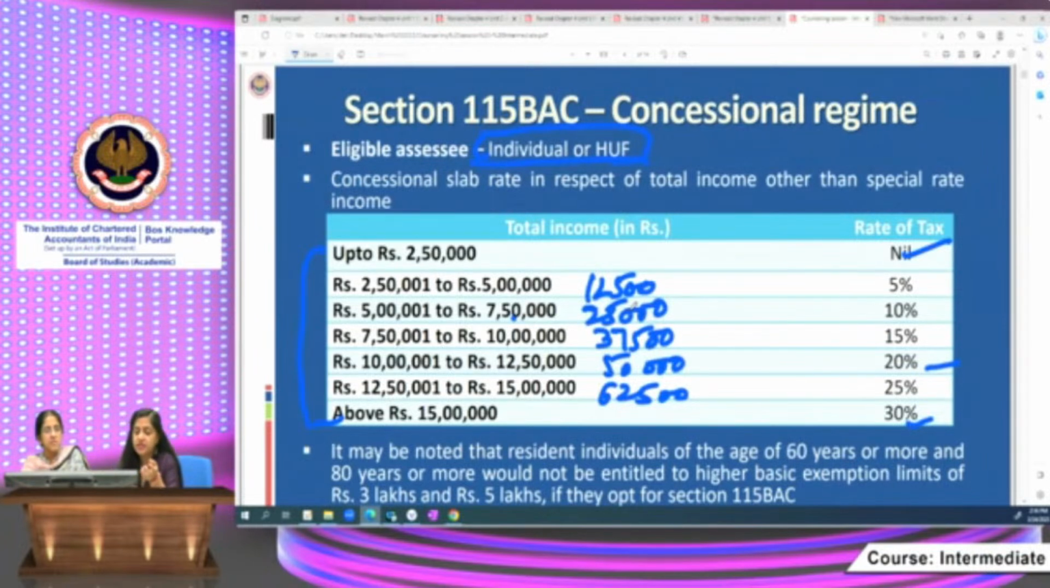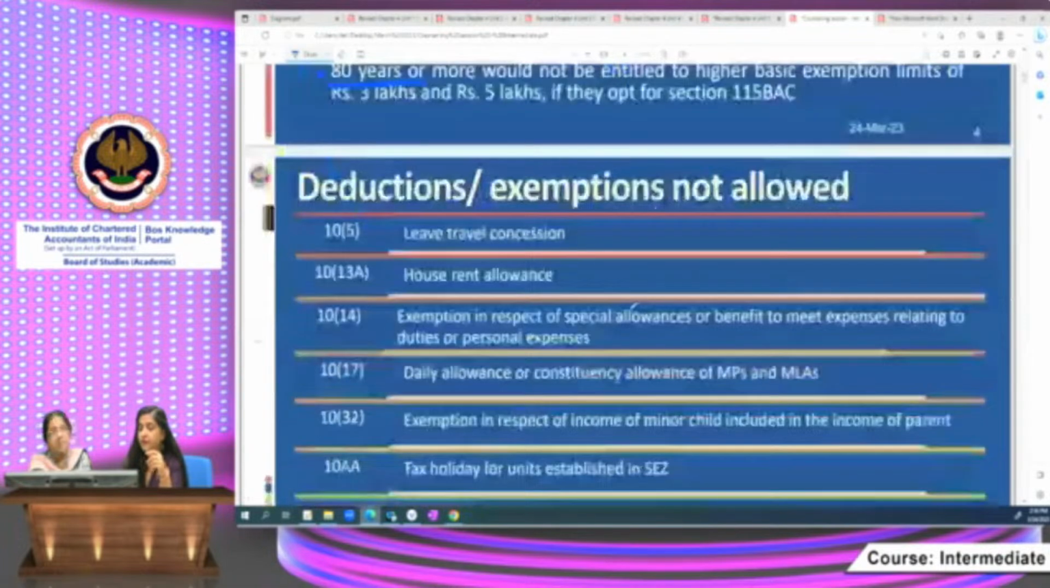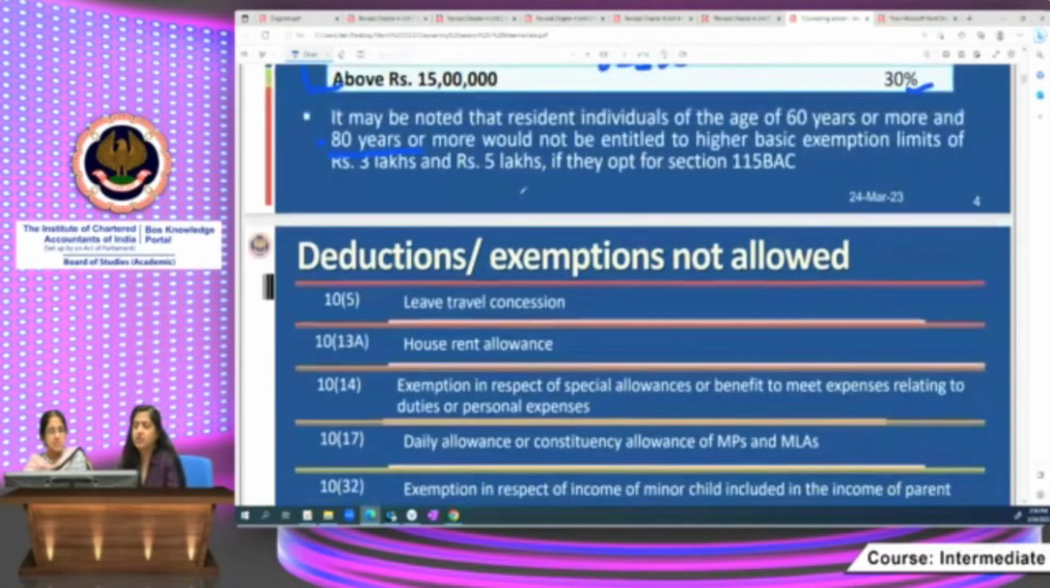In that case, it is a very crucial point that if it's a senior citizen, then you have to take care of the basic exemption limit, which is 2 lakh, 3 lakh or 5 lakh in normal provisions, while it's 2,50,000 in Section 115BAC. While opting for Section 115BAC, there are certain deductions or exemptions which are not allowed. What are those deductions or exemptions?